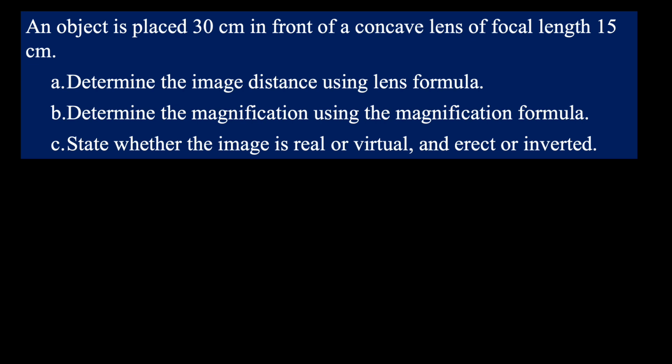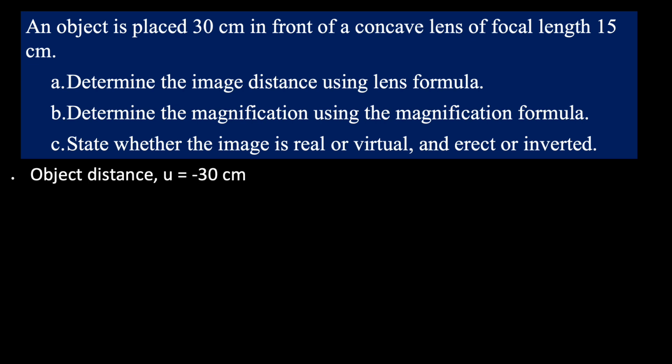Let's solve another problem. An object is placed 30 centimeters in front of a concave lens of focal length 15 centimeters. Values are same, but we have concave lens instead of convex lens. We need to determine the image distance, then the magnification, and then we need to state whether the image is real or virtual and erect or inverted. Let's start with part A.